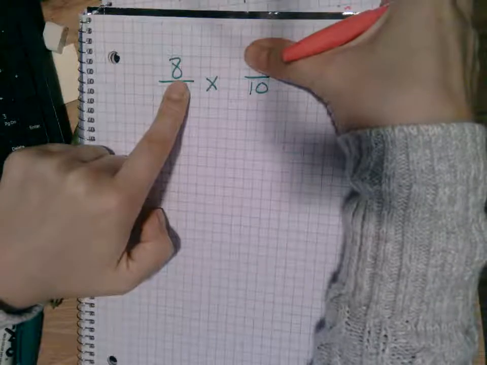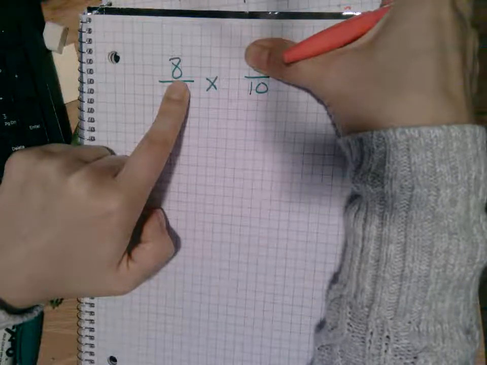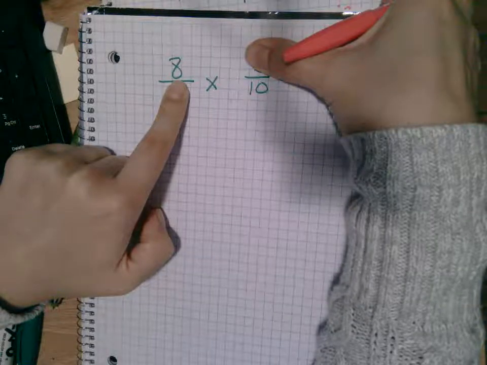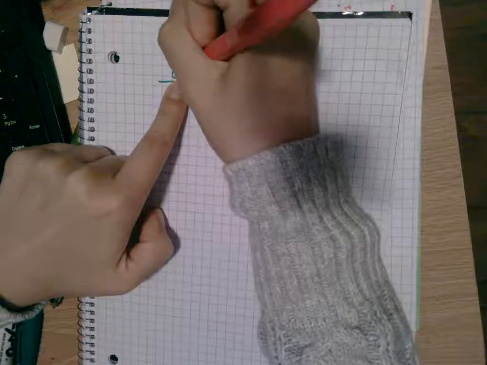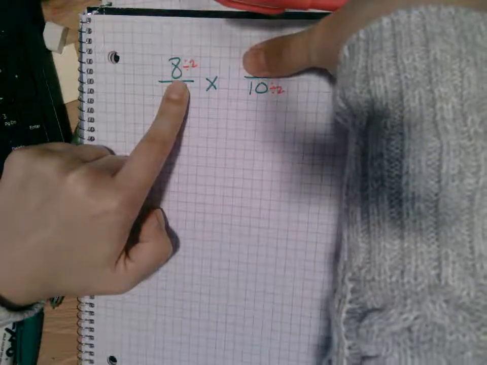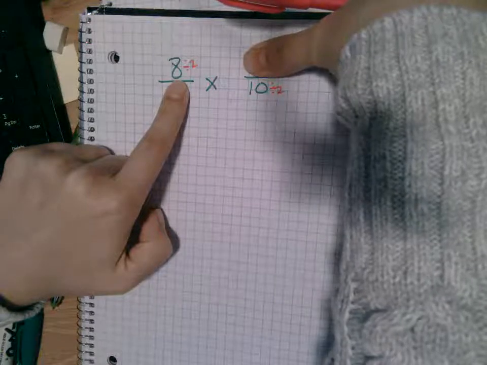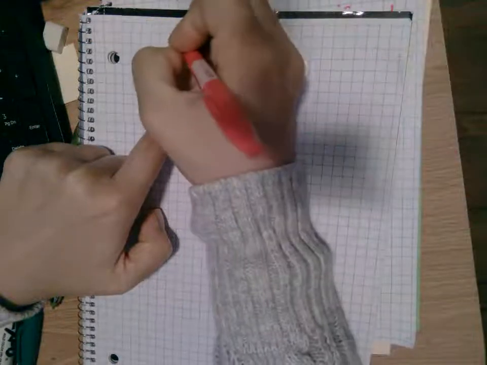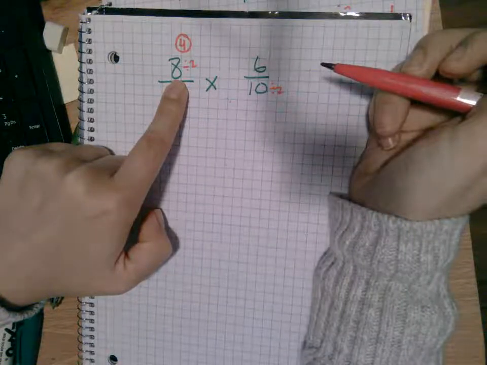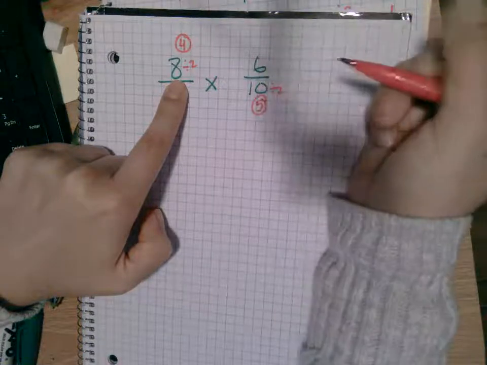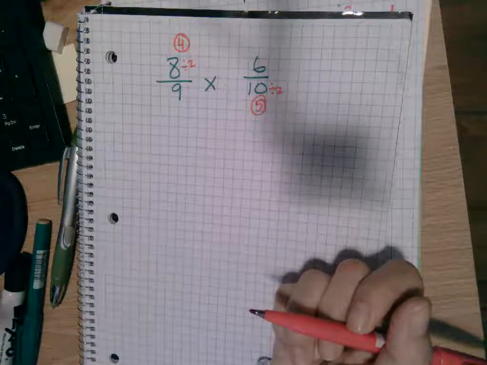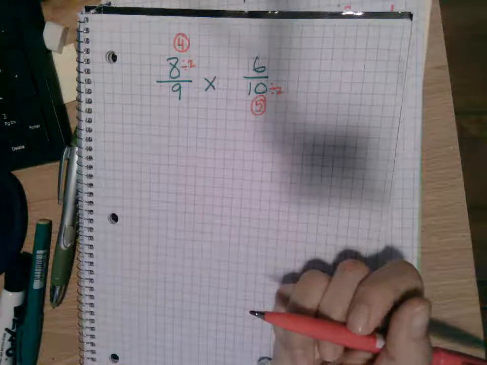I have 8 and 10. What can I divide 8 and 10 by? 2. Very good. So I'm going to put divide by 2 right there. Simplifying the corners. What's 8 divided by 2? 4. So I'm going to put that on top and circle it. What's 10 divided by 2? 5. Circle that. I'm no longer going to use the 8 or the 10. I'm going to use smaller numbers.